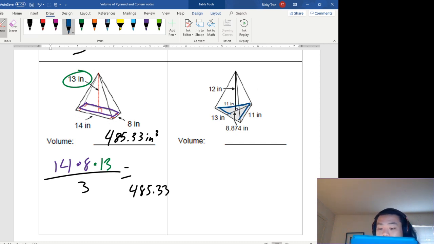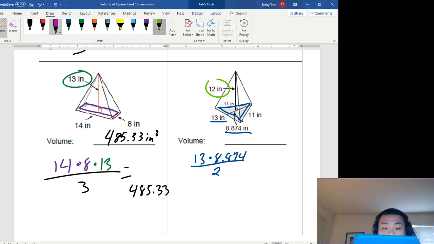We have our triangle here. Again, this is the height, that's the base. Those are the two numbers you use. You don't need the 11. All right, and we have 12 up here. So 13 times 8.874 divided by 2 times 12. I'm going to put parentheses here.